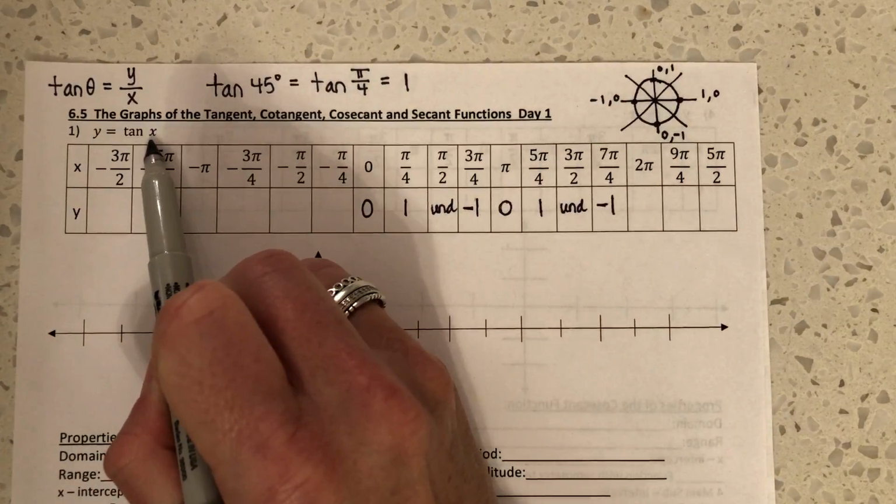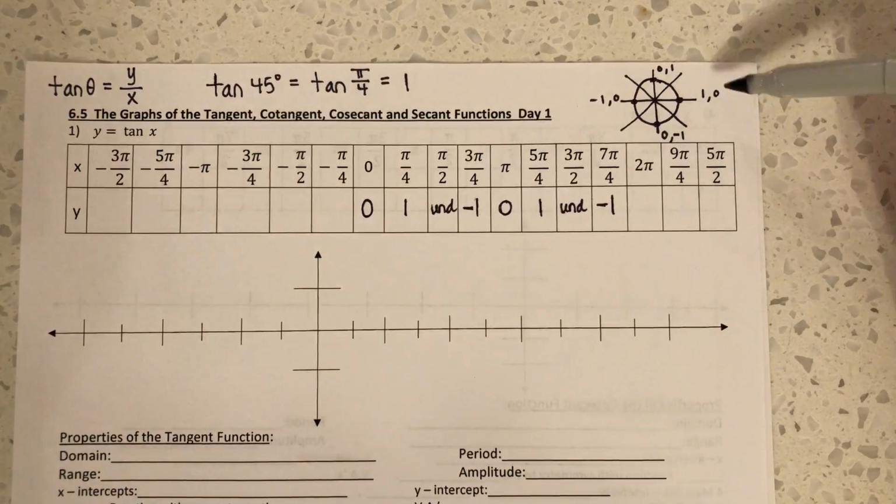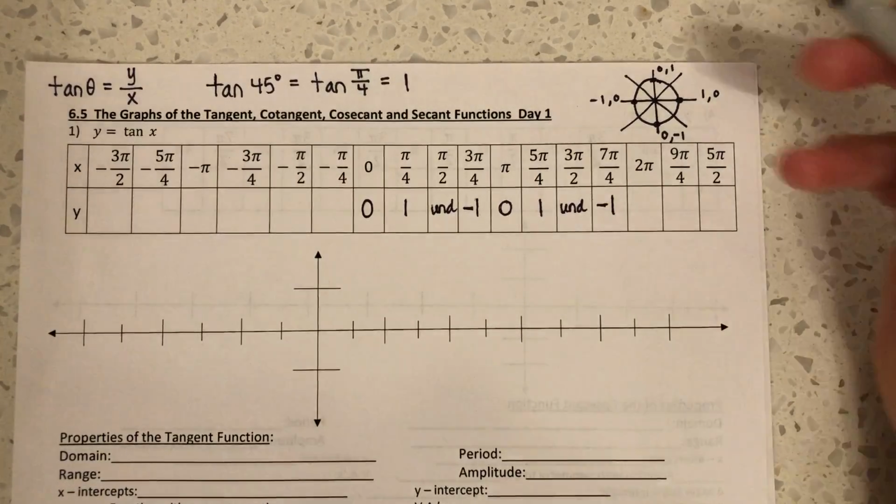The tangent of 2 pi radians brings you all the way back around in one complete circle. 2 pi lands right here in the same spot as 0. So y over x, 0 over 1 is 0.